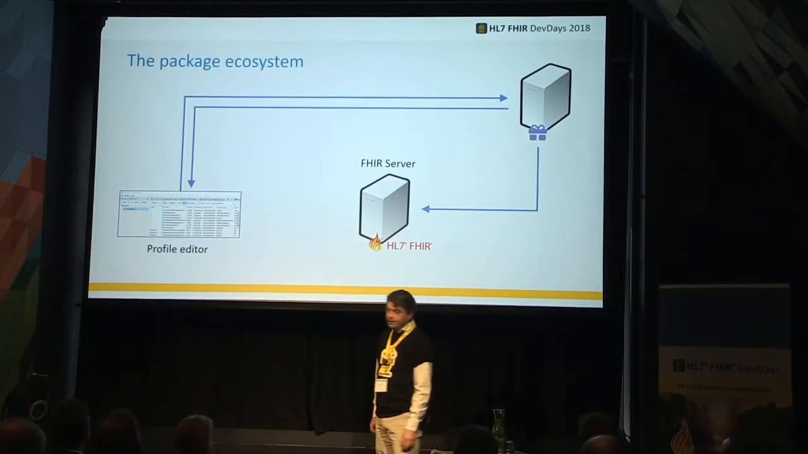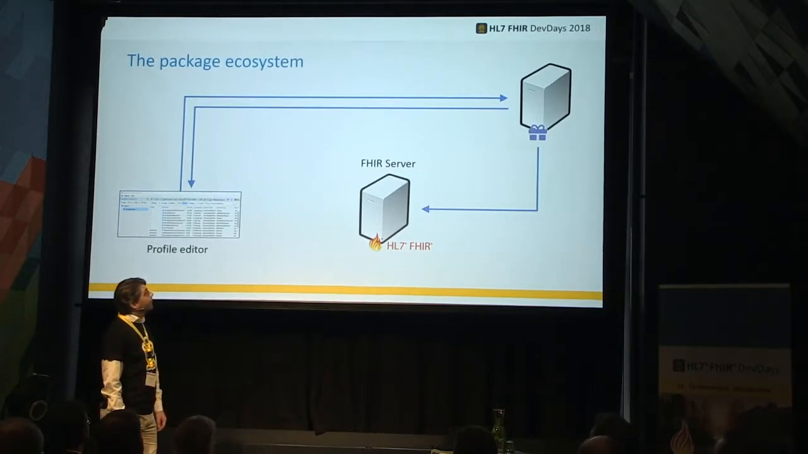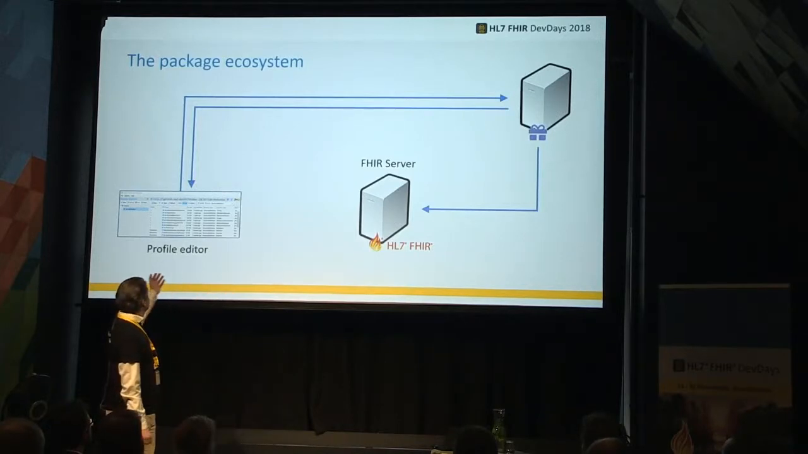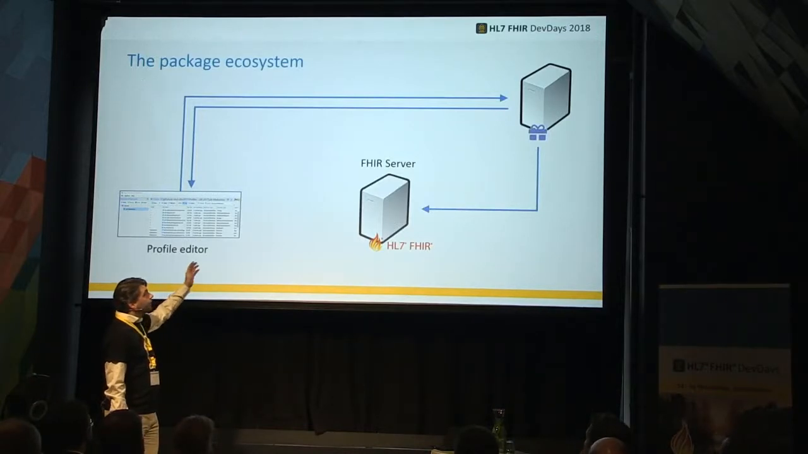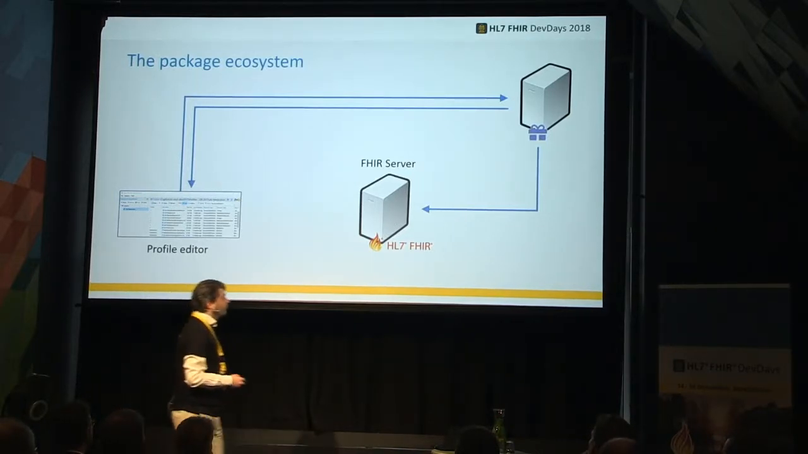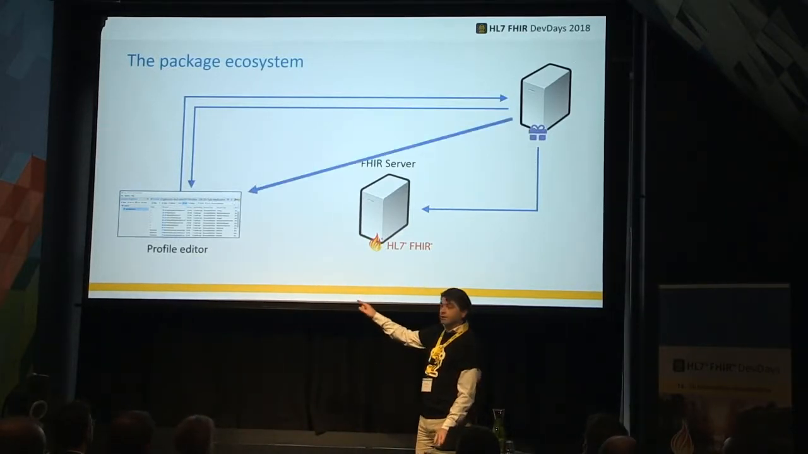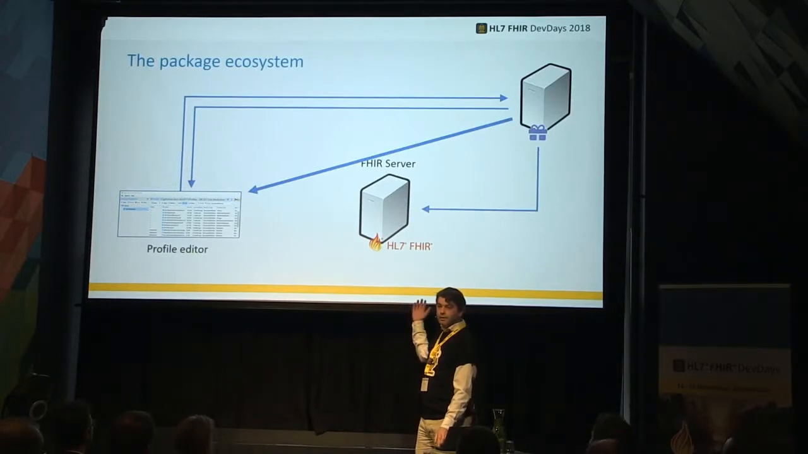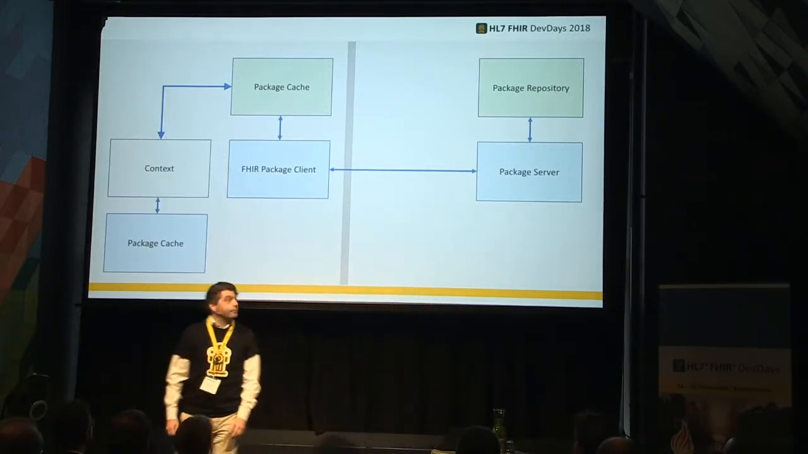So in FHIR, it will look like this. You have a package ecosystem with a FHIR server that can consume packages, and you have an author with a tool that can produce packages. And a FHIR server can consume a package and by that implement a complete implementation guide. The other thing, once again, is that the authors can build on the work of other authors by consuming their packages.